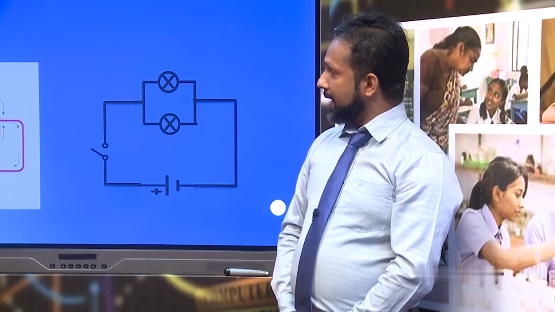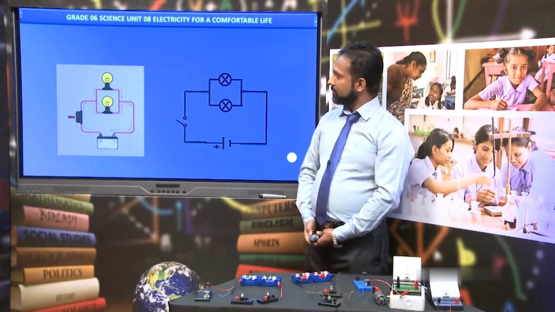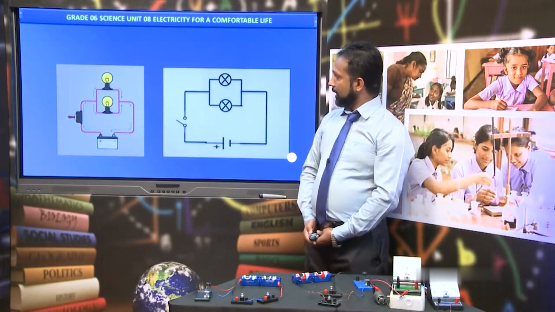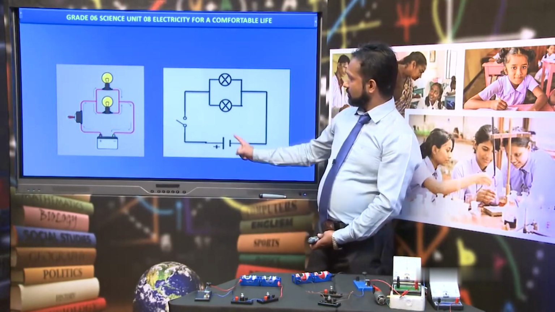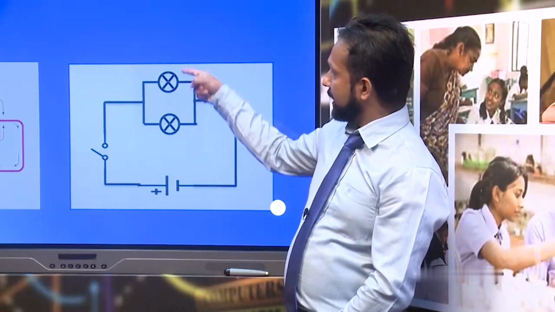Let's draw the circuit diagram for the second circuit. Two bulbs parallel to each other. It will be like this. Cell, switch, bulbs parallel to each other.